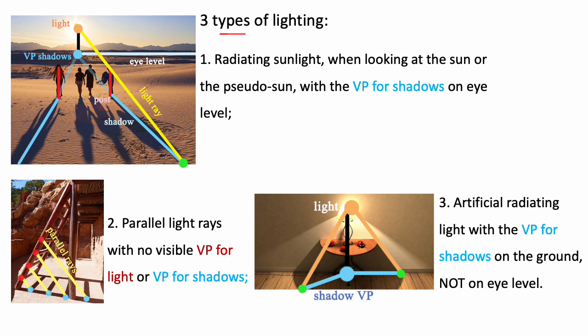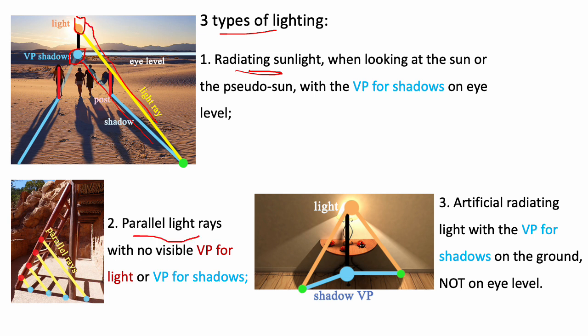This video shows three types of lighting. There's radiating lighting when we're looking at the sun or the pseudo-sun with the vanishing point on the horizon or eye level and the sun above it. And you can see the shadows go to the vanishing point and the light rays go to the light.